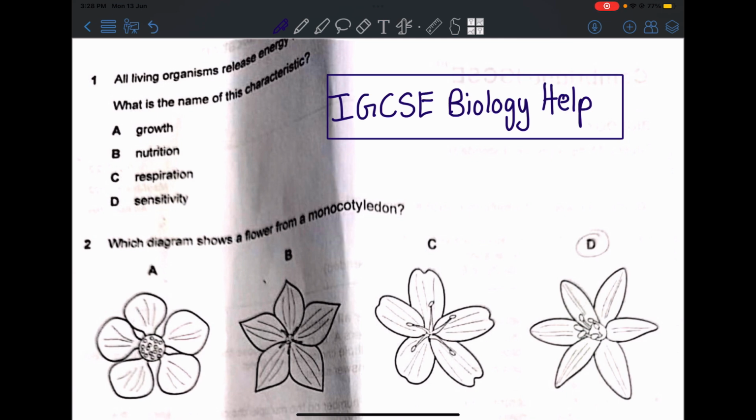Now let's start solving. All living organisms release energy. What is the name of this characteristic? Now we know that the releasing of energy is done by respiration, which is the breakdown of nutrient molecules. So our answer will be C for this question.